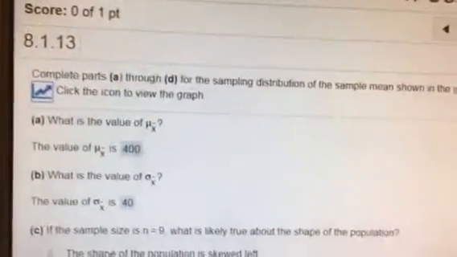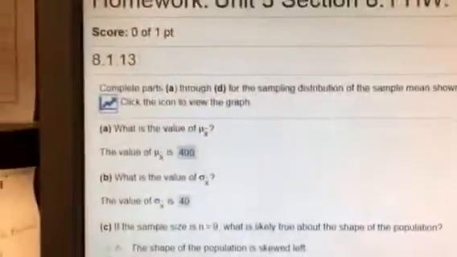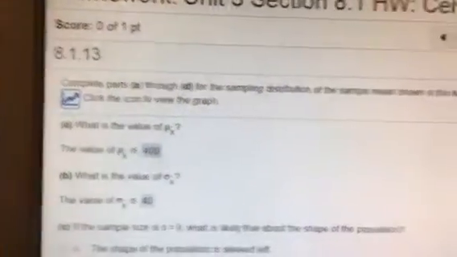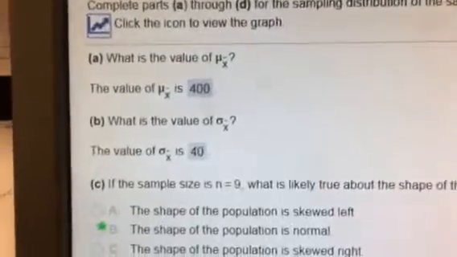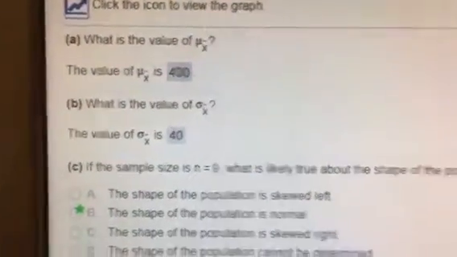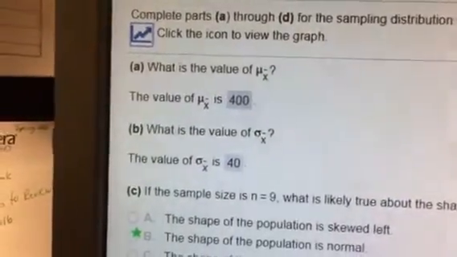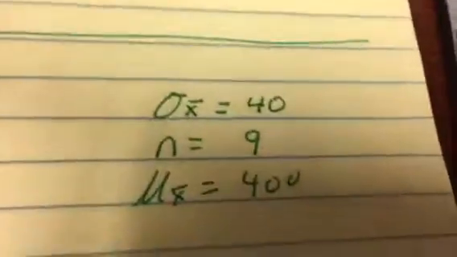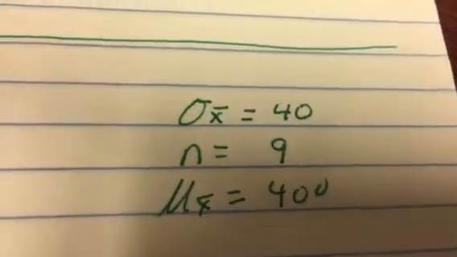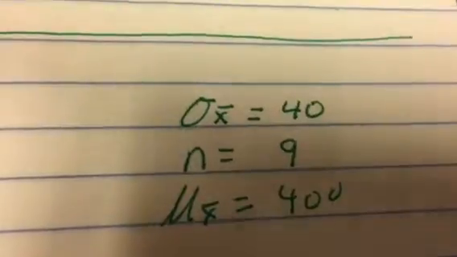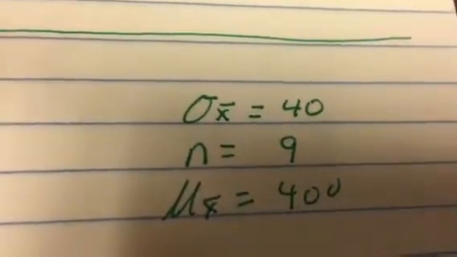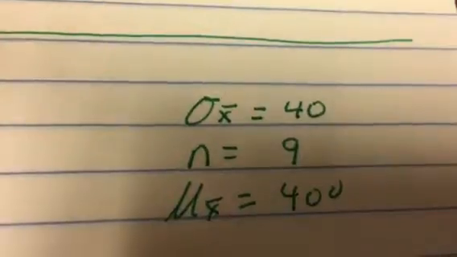Okay, so here's what it says. It says complete parts A through D for the sampling distribution of the sample mean shown in the graph. And it says, what is the value of the mean of the means? We saw that the mean of the means in this particular one was 400. Also, our standard deviation of the means is 40 because we subtracted 400 from 440.